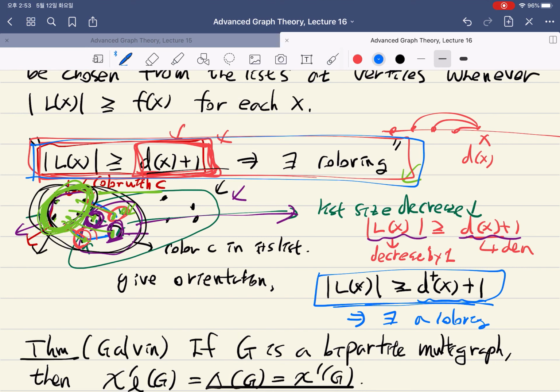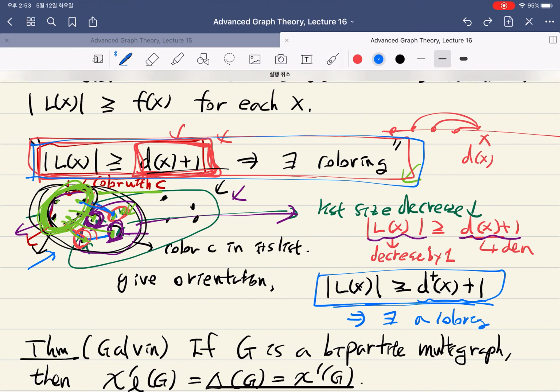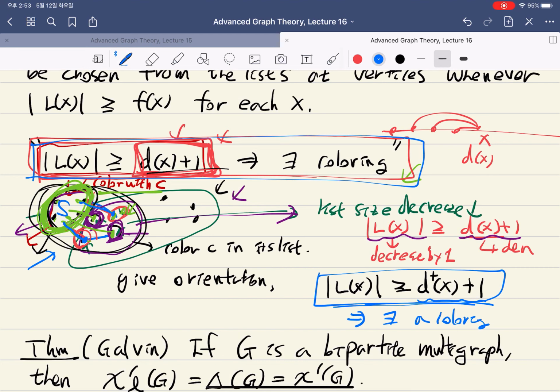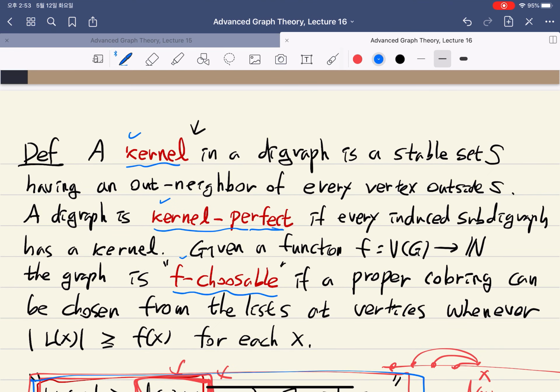And for this to work, if you go through the imagination of this argument again, then what we want is that these vertices not only have a neighbor in this set, say S, but they also have an out neighbor here. So that motivates the definition of this corner.